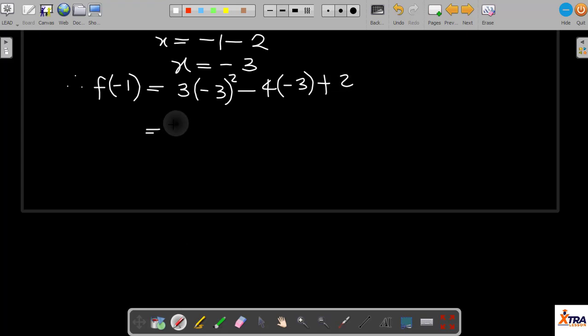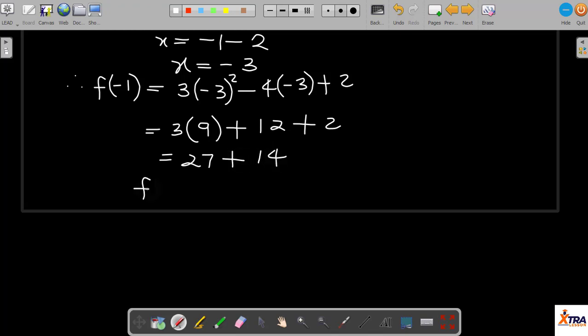giving me 3 into 9. Minus 4 and minus 3 gives me plus 12 plus 2. Here I get 27 plus 14. I can see my f of minus 1 equals 41. This is one way I can go about it if I have not yet gotten my f of x.